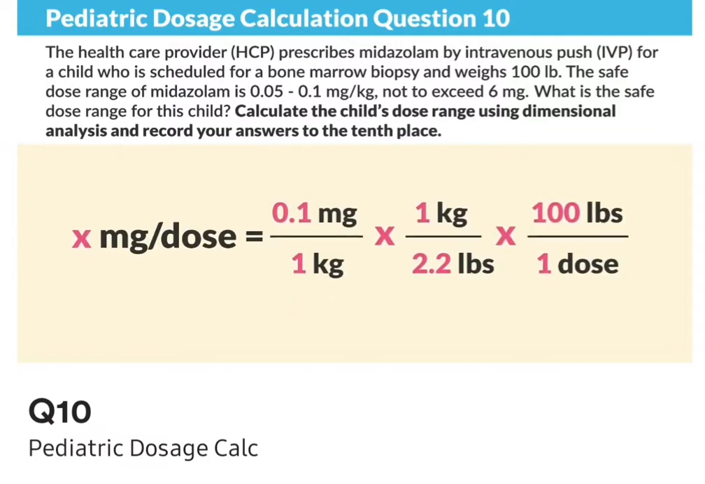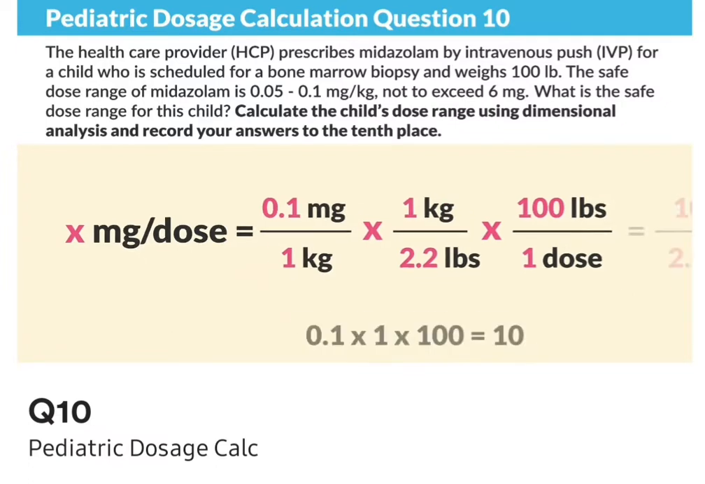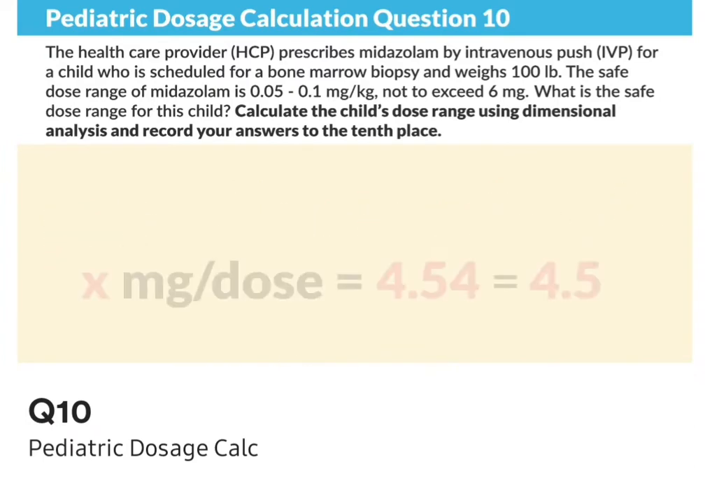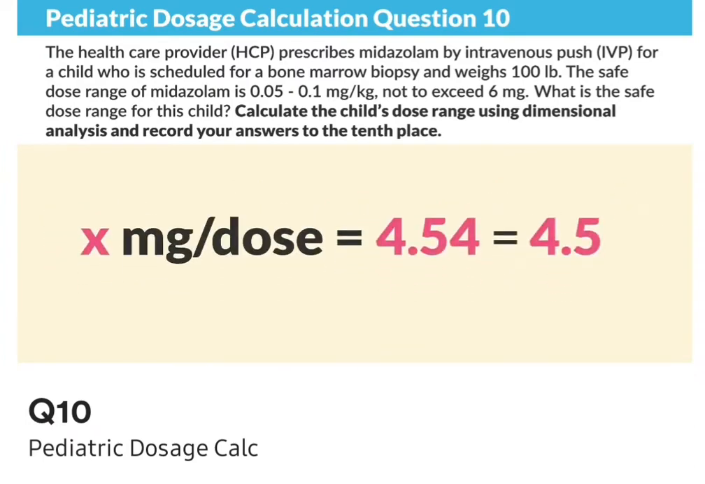So instead of 0.05, we're using 0.1 milligrams over that same 1 kilogram. And then everything else is the same. 1 kilogram over 2.2 pounds times 100 pounds over 1 dose, right? So we do the same math. We multiply across and we get 10 over 2.2. So our max dose range is 4.54 here. And remember, we're not rounding, so we get 4.5.